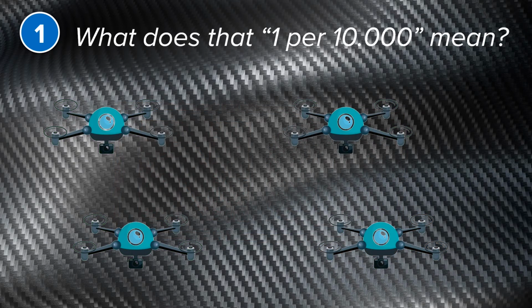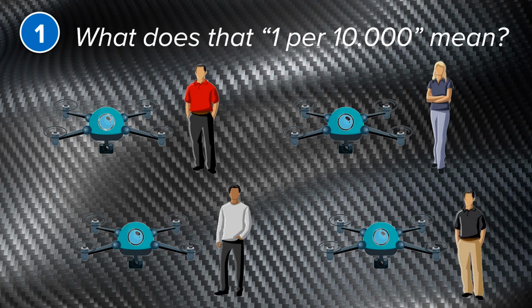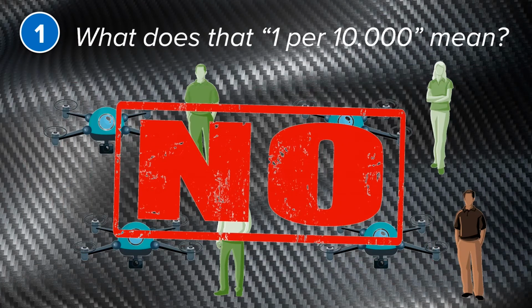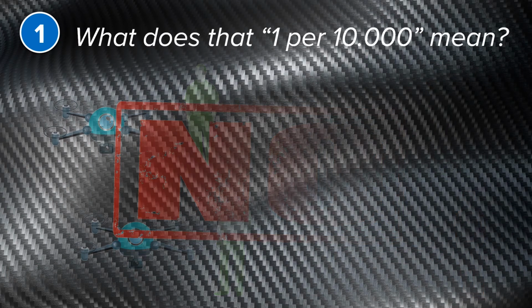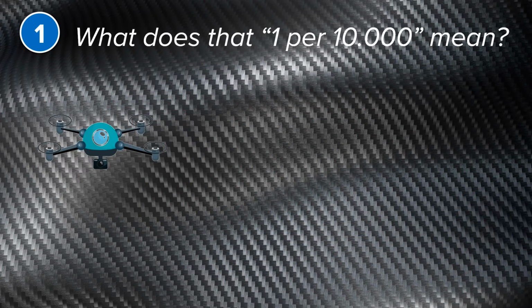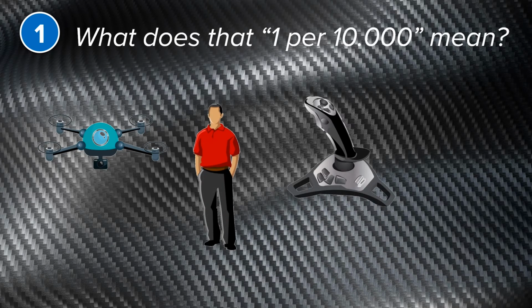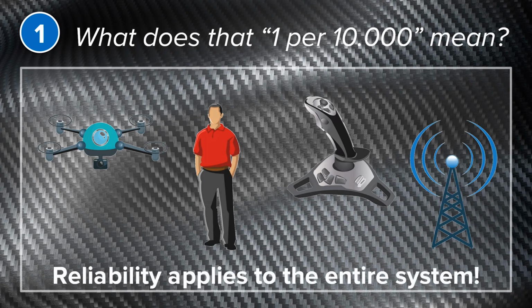Well then, what if we have 4 really good drones and also 4 operators, but one of them is new in the company and has not yet received all the necessary training? Again, the answer is no. The reason is that the reliability requirement applies not only to the drone, but also to the operator and to the ground control station and to the radio. In fact, the requirement applies to the entire system.